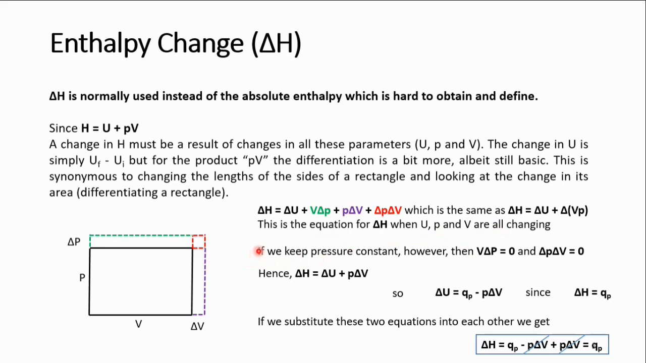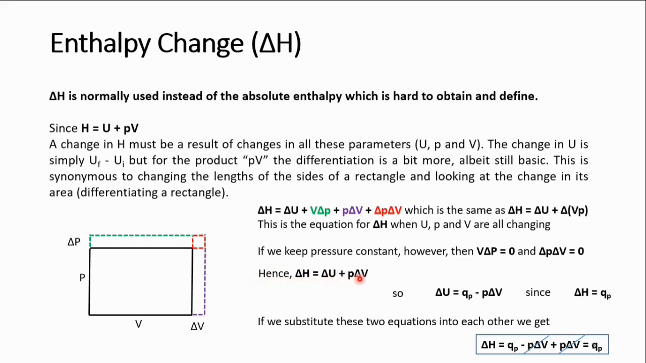Now consider a situation where the pressure is constant. What if the pressure is constant? Well, if the pressure is constant, then that means that delta P is 0 in the expression. So this part will become 0. If delta P here is 0 as well, 0 times delta V is also 0. So this part will be 0, and this part here will be 0. And so the expression comes down to delta H is equal to delta U plus P delta V.